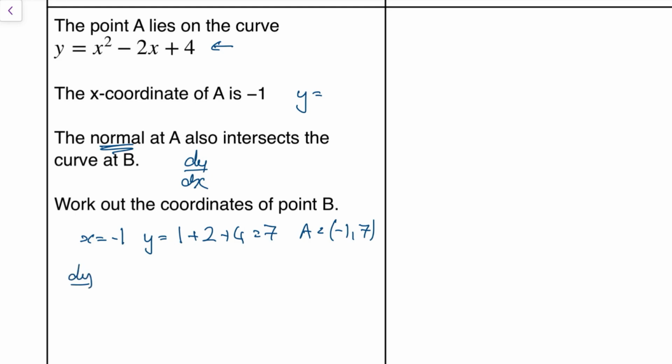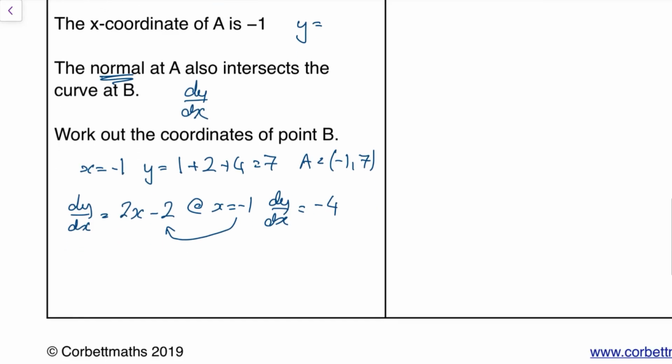So dy/dx is equal to, well, it's 2x minus 2. And at the value x equals -1, dy/dx, in other words, the gradient, is equal to 2 times -1, which is -2, minus another 2 is -4. So in other words, I put -1 into here. Okay, so I've got the gradient of the tangent, not the normal. I've got my point. So now we need the gradient of the normal. Well, that's going to be 1 over -4 with a negative, in other words, the negative reciprocal.